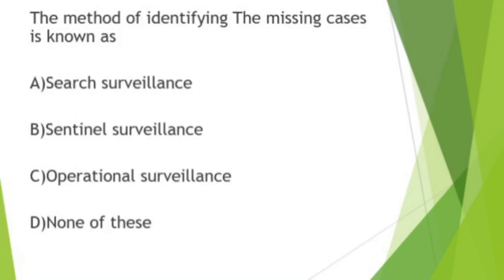The method of identifying the missing case is known as: A. Search surveillance, B. Sentinel surveillance, C. Operational surveillance, D. None of these. Correct answer is option B. Sentinel surveillance is the monitoring of rate of occurrence of a specific disease through a voluntary network of doctors, laboratories and public health department with a view to assess stability or change in the health levels of the population.